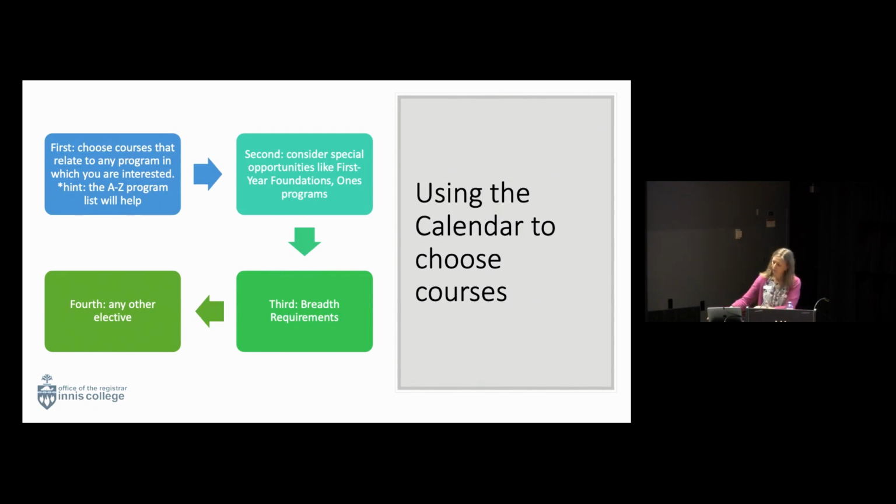Okay. So using the calendar to choose courses, I'm sorry that that didn't work for me to give you a live demonstration. First, when you're thinking about what courses do I choose, first choose courses that relate to any program in which you're interested. Use that A to Z list. Trust me, it works on your home computer. Use that A to Z list to help you. I would strongly recommend that you come up with at least 3 or 4 different programs that you think you might be interested in pursuing, and make a list of the first year required courses for those.